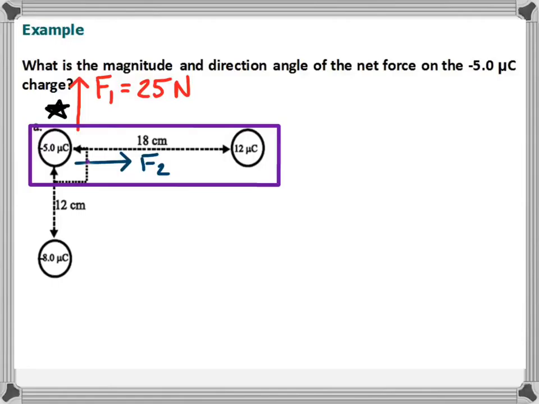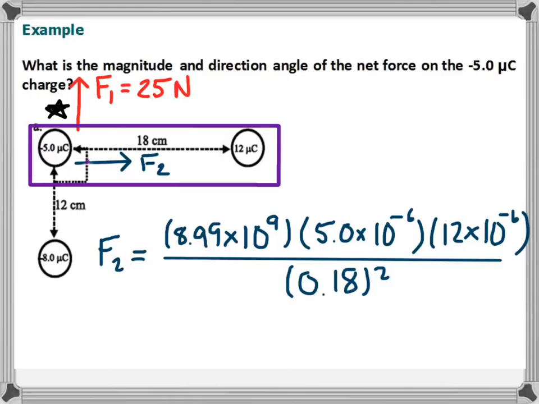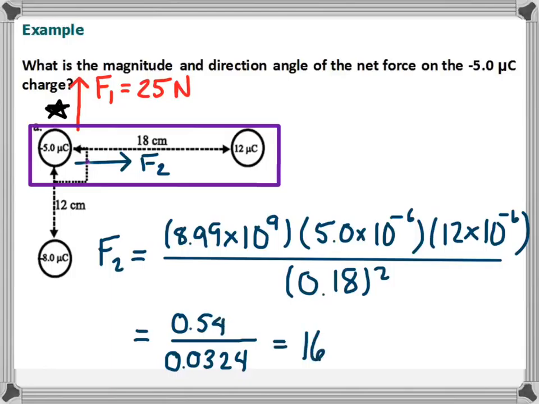And now let's calculate what F2 has to be. So we're going to again use Coulomb's law. So F2 equals K times Q1 times Q2 over the distance in between the two charges. Okay, when I do that, I get 16.7 newtons. So this force is 16.7 newtons toward the right.